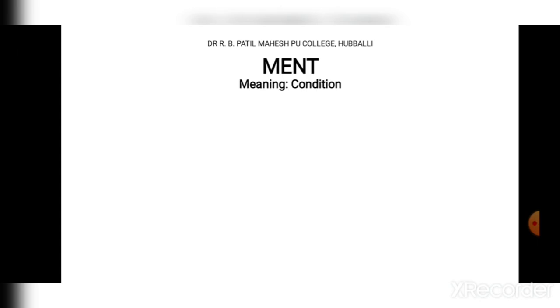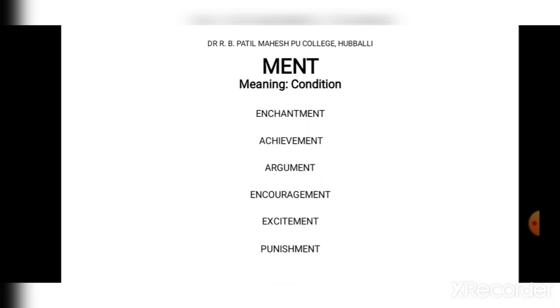The next one is ment. Its meaning is condition. The first word is enchantment. Nextly, achievement, argument, encouragement, excitement, and finally punishment. It's a condition one undergoes.